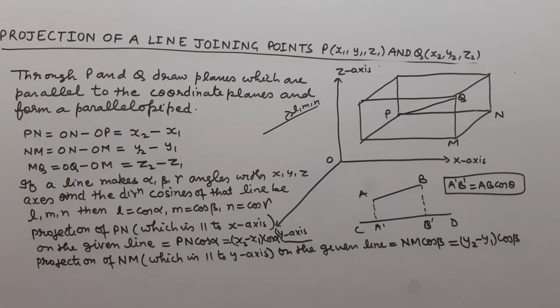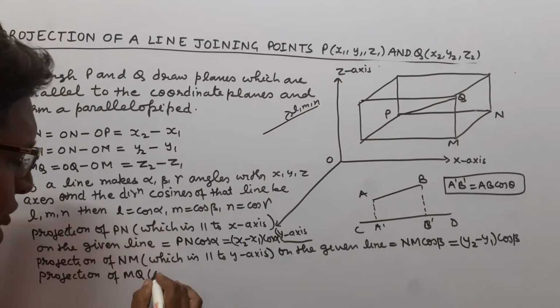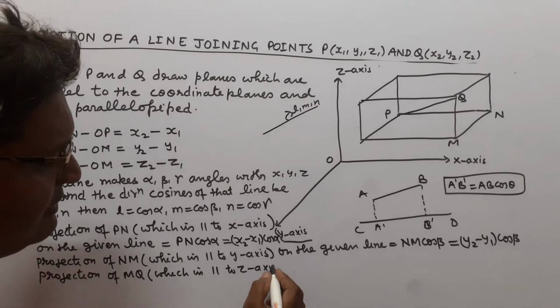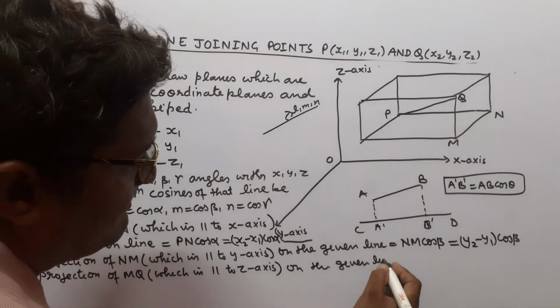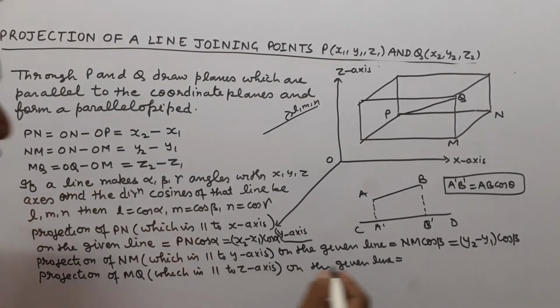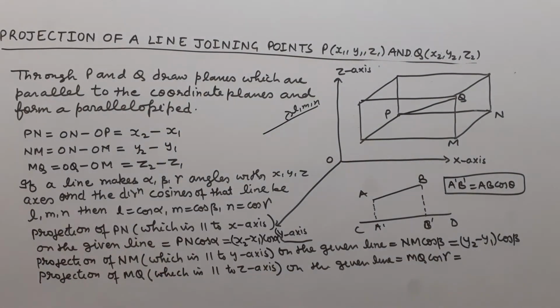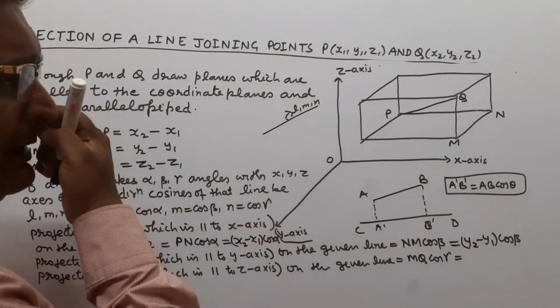Similarly, we find here the projection of MQ. MQ is parallel to the z-axis, as we can see in the figure on the given line. So the projection of MQ is MQ cos gamma. This is the projection of MQ on the given line whose direction cosines are l, m, n.